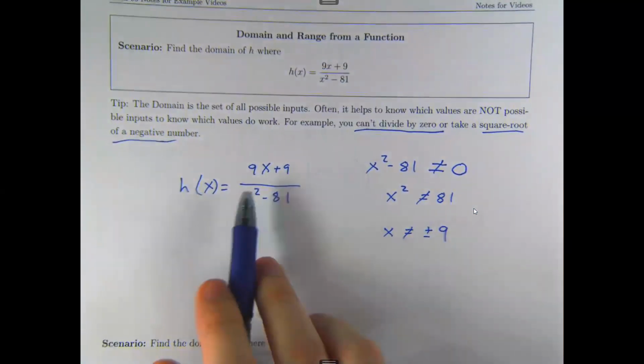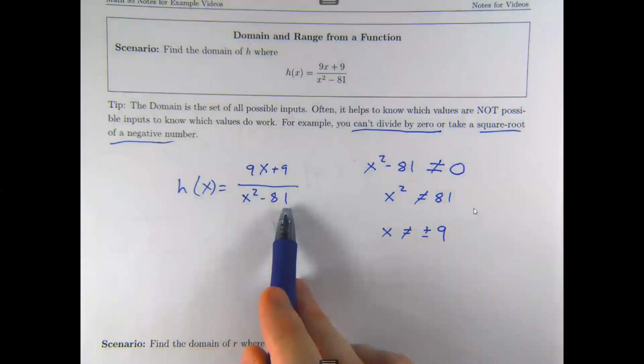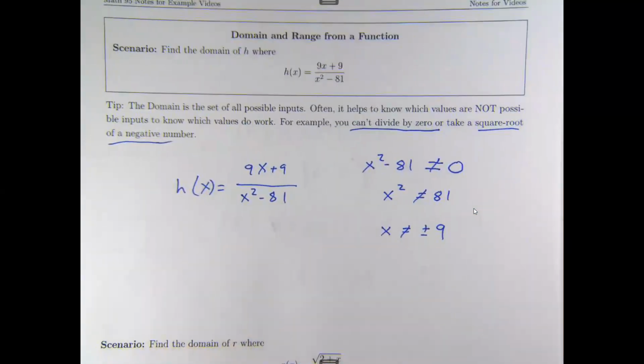Because if you did that, you'd have 9 squared as 81. 81 minus 81 would give you 0. And you'd have a 0 in the denominator if you plugged in the positive 9. If you plugged in the negative 9, same deal. Negative 9 squared gives you a positive 81. Positive 81 take away 81 would also give you 0.